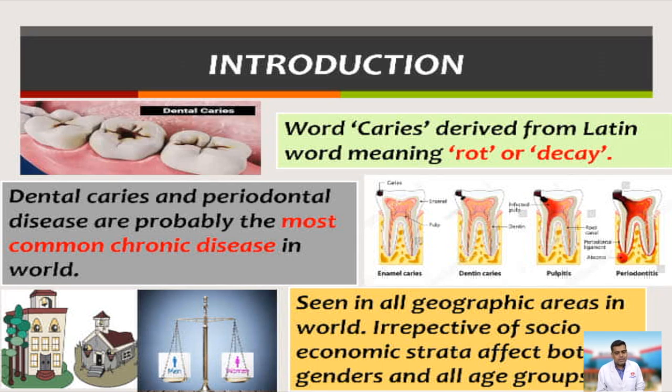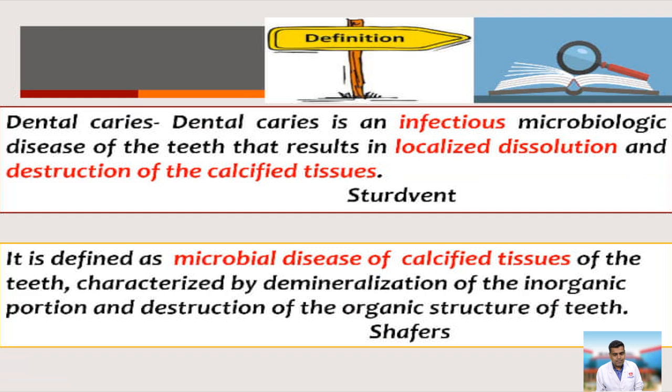Starting with the introduction, the word caries is derived from a Latin word meaning rot or decay. Dental caries and periodontal disease are probably the most common chronic diseases in the world. Almost every person has dental caries in their mouth, and it is seen in all geographical areas in the world, irrespective of the socio-economic strata, and it affects both the genders, male and female, and all age groups.